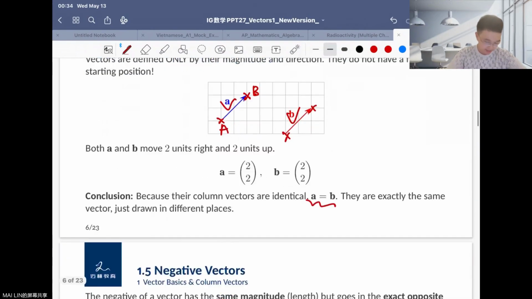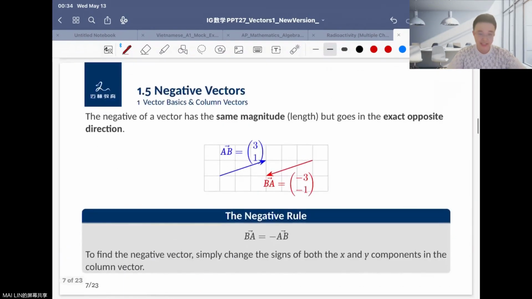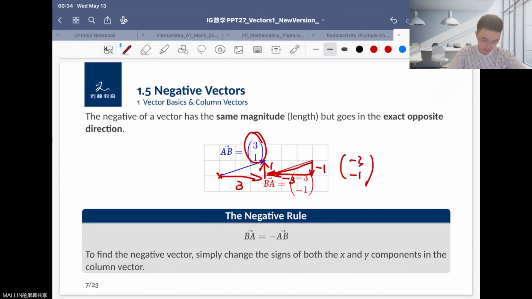And we also have negative vectors. Here we can take the vector from A to B. That means we first move right 3 and up 1, so the vector can be written as the column (3, 1). If you go in the opposite direction, you move left 3 units and down 1 unit, so it is (-3, -1).